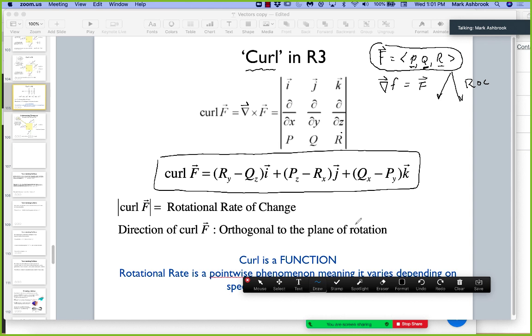Okay? And then remember that we said that if the curl is 0, so if all of these are 0, then there's 0 rotational rate of change, and that is called an irrotational field. Meaning at every point in the field, there's no tendency of rotation.